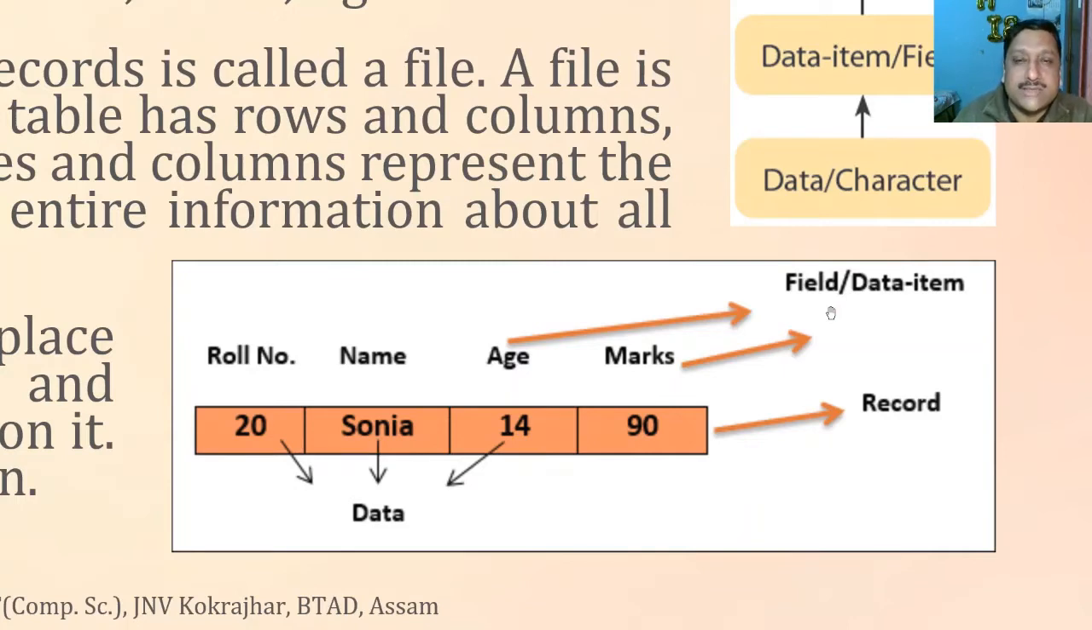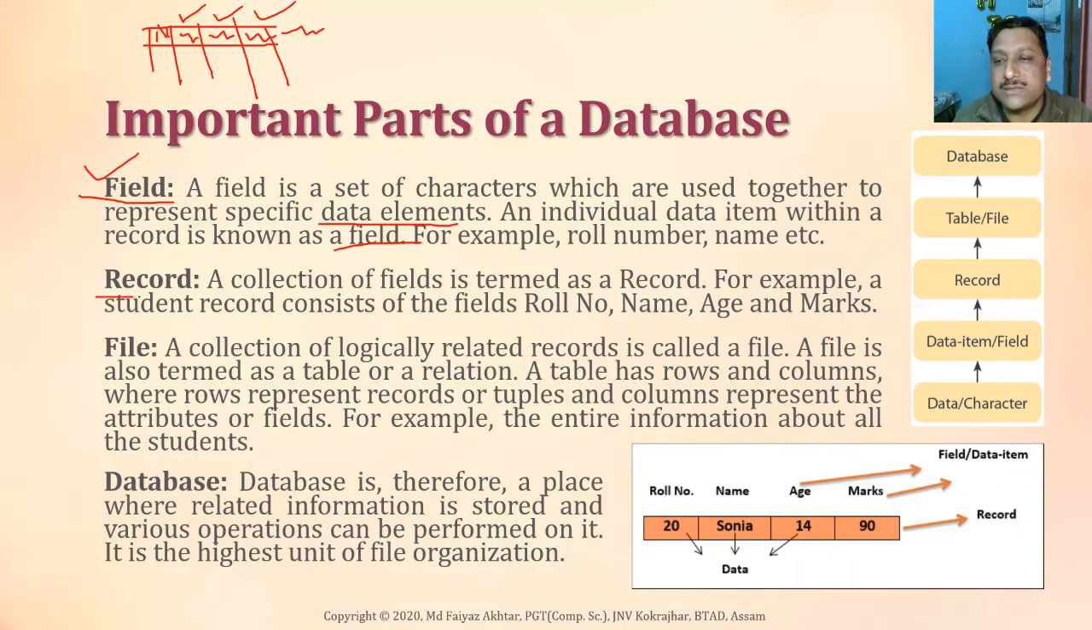It can also be said that the individual item, the individual data of a record, is known as a field. Examples of fields are roll number, name, like this. Record: a collection of fields is termed as a record. When we collect so much information from different fields, it is known as a record. For example, a student record consists of the roll number, name, age, and marks.